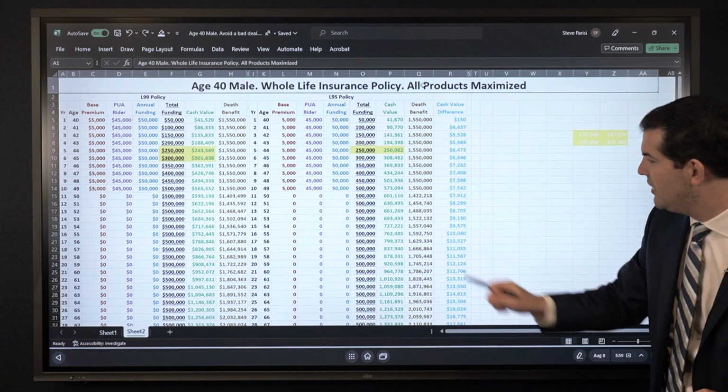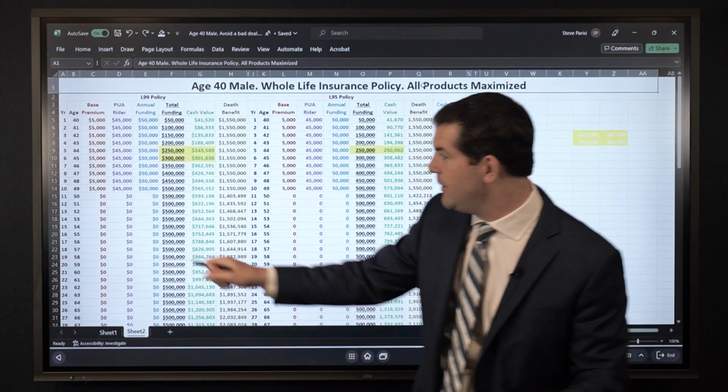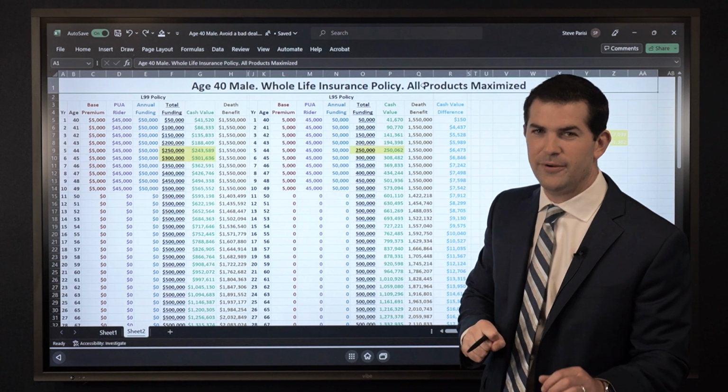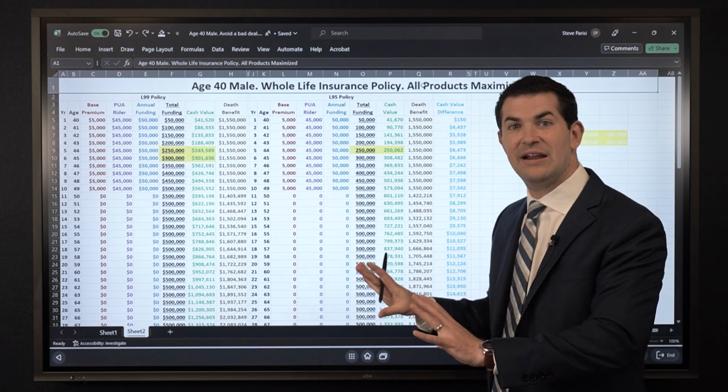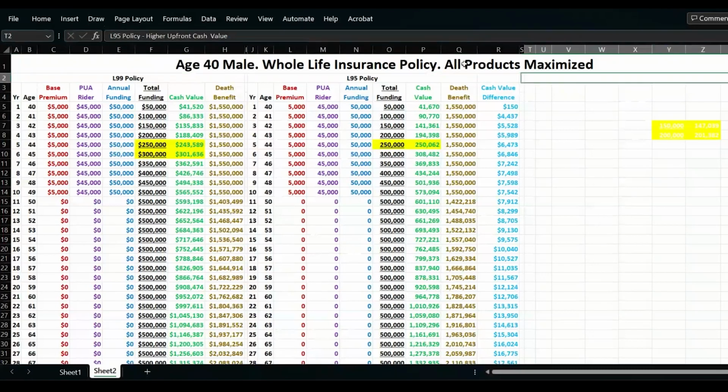What you might see is this column flipped. So there won't be much of a difference, but if I keep pumping money into it, that L99 might look slightly stronger. But again, we're looking at the exact same insurance company here. So all things are equal. So that is an overview of the different products.